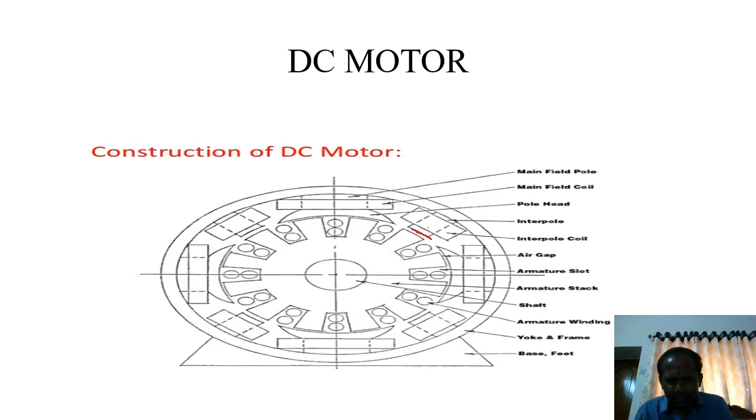Here you can see this is a magnetic field pole. On the upper part, the pole is located. These are the magnetic field coils. This is the pole head. In between the pole head and the armature, there is a very small air gap.